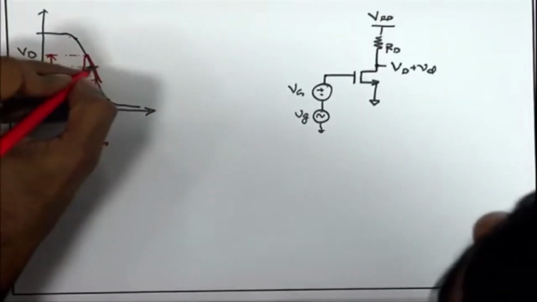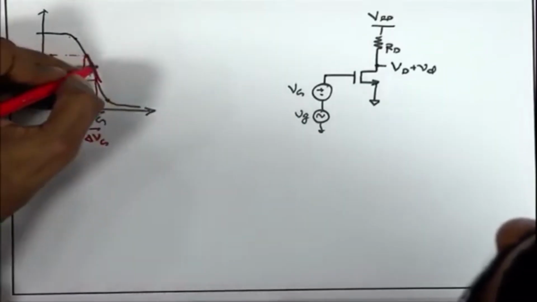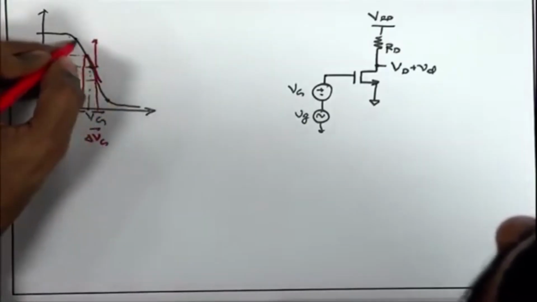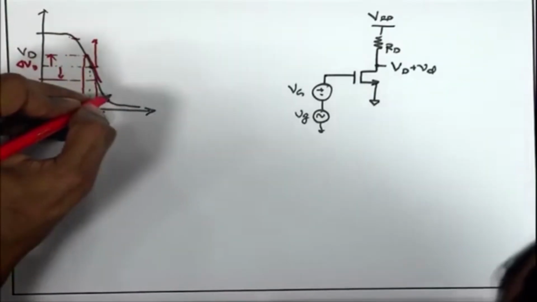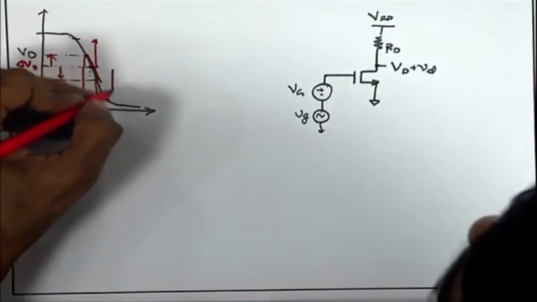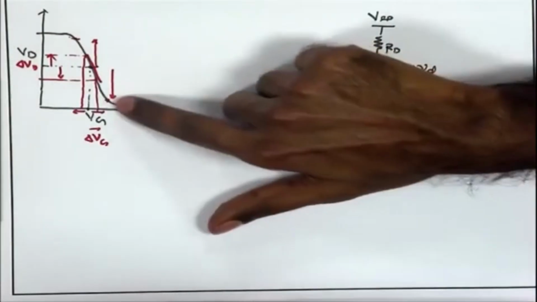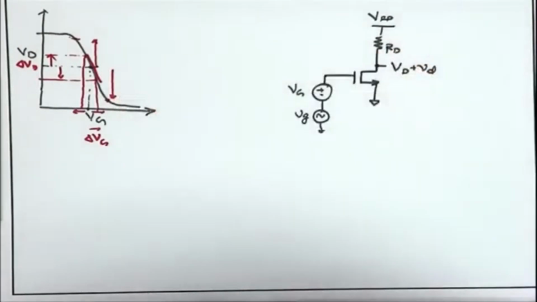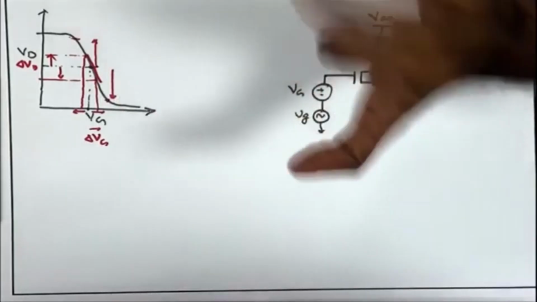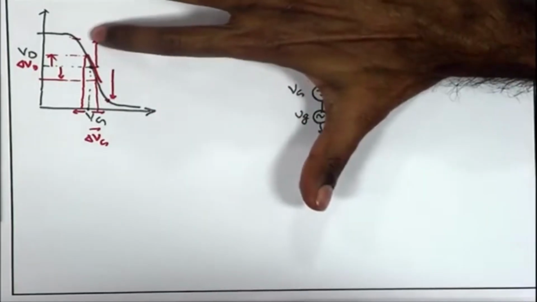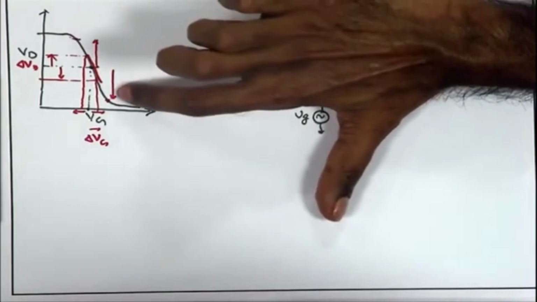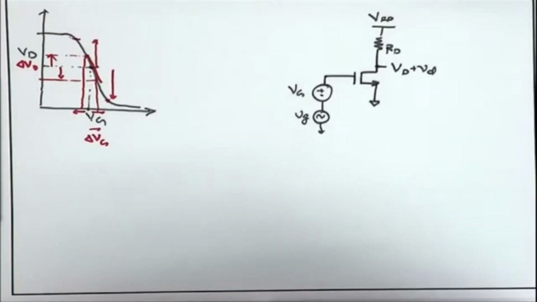Now, if you are biasing your transistor over here, you have certain room on the positive side. You can increase your output signal to this point without significant distortion. Likewise, you can reduce your output signal to the corner point over here without significant distortion. So, this curve tells me what is the maximum room available for my signal on the positive side and on the negative side at the output terminal.